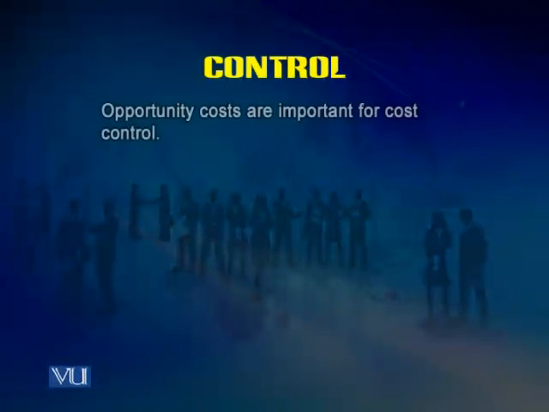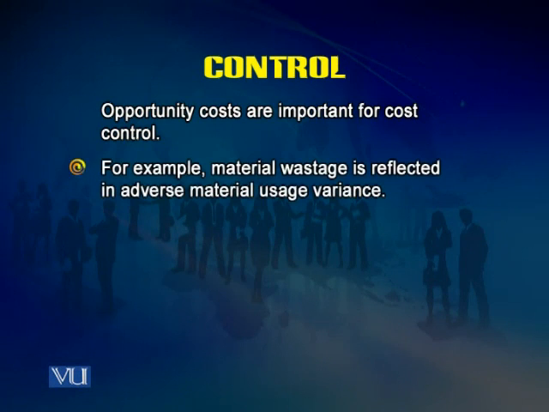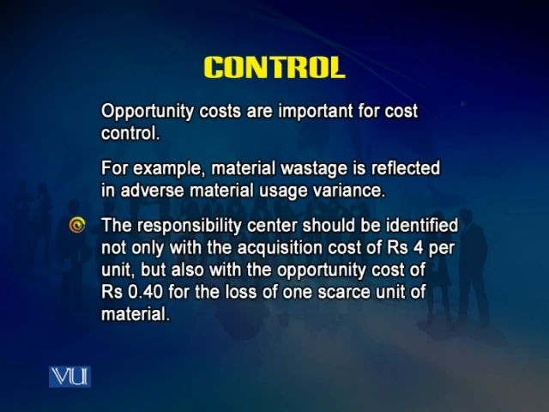So that is how decision making is helped by the use of relevant cost and the linear programming technique. Control. Opportunity costs are important for cost control. For example, material wastage is reflected in adverse material usage variance. The responsibility center should be identified not only with the acquisition cost of rupees 4 per unit, but also with the opportunity cost of rupees 0.4 for the loss of one scarce unit of material.